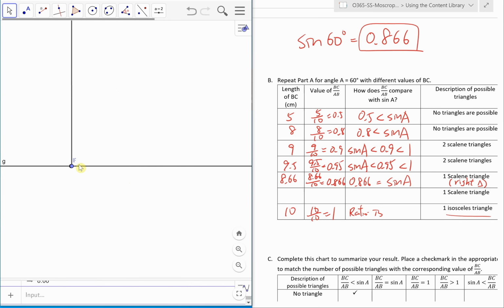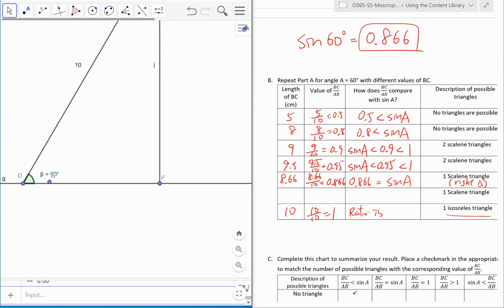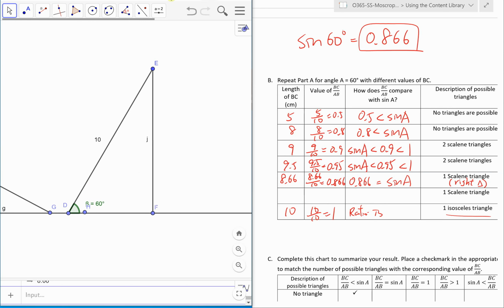Okay, well, not quite, but I can adjust a little bit. You just have to trust that it's going to be right on it, because I can't pinpoint exactly. So you just have to trust me. Okay, it's exactly right on C right there. So it does make a right triangle. So far, all the patterns have been consistent with the previous example.